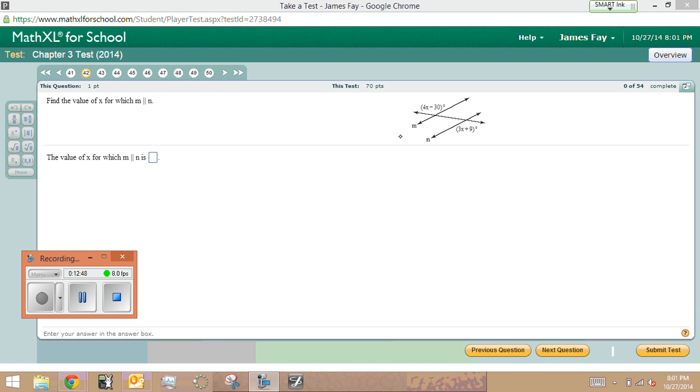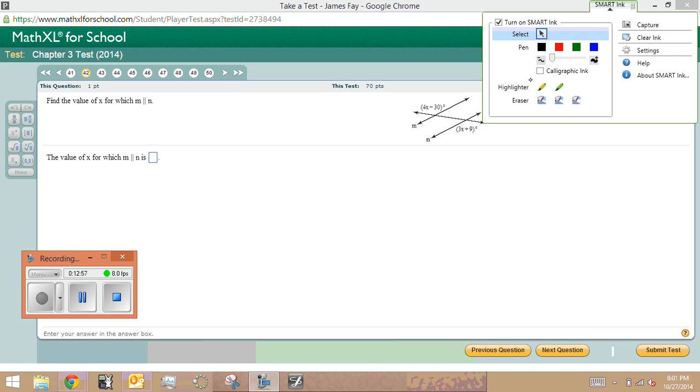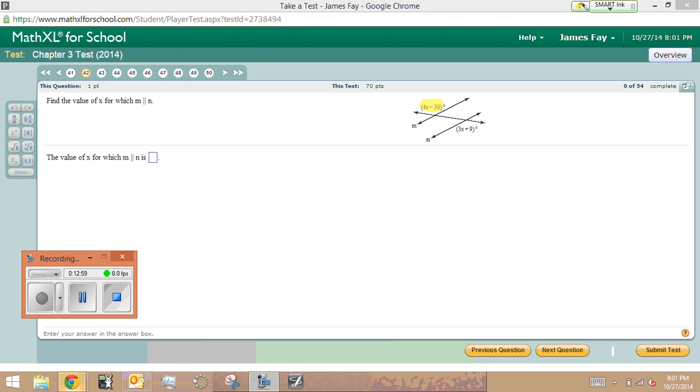Okay, this question here is finding the value of x for which m is parallel to n. So let's just assume that m and n are parallel. The angles that they're talking about, that angle there and that angle there, would be alternate exterior angles. And if the lines are parallel, those would be congruent. So let's force them to be congruent. Let's say that their measurements are equal, and that will then force the lines to be parallel. So then I'll subtract 3x from both sides, I'll add 30 to both sides, and for my particular problem I get x to be 39.